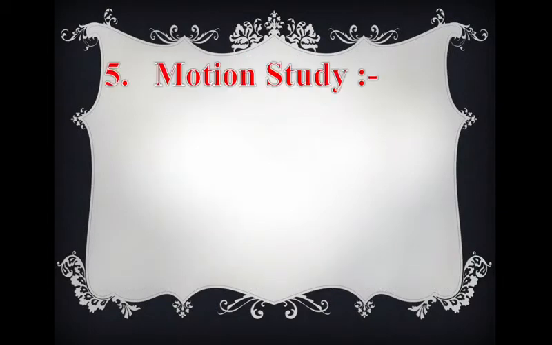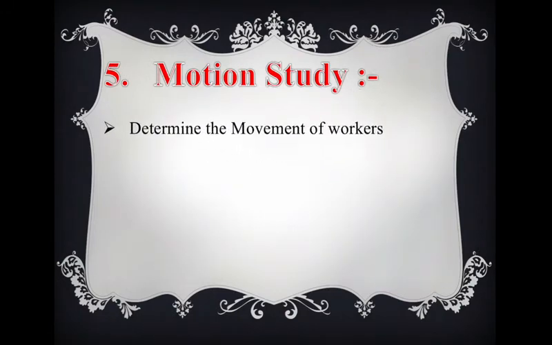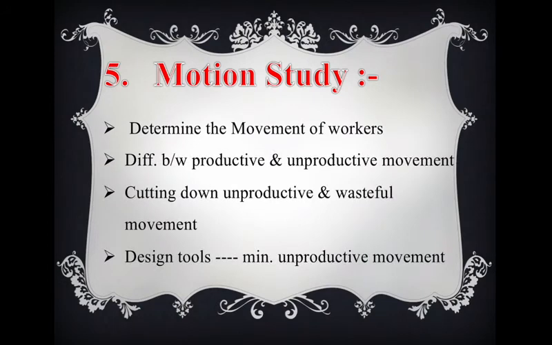Next we have motion study. The main objectives of motion study are to determine the movement of the workers. Next, to differentiate between the productive and unproductive movement. Now, to cut down the unproductive and wasteful movement. The last aim or objective of motion study is to design a tool to minimize the unproductive movement.